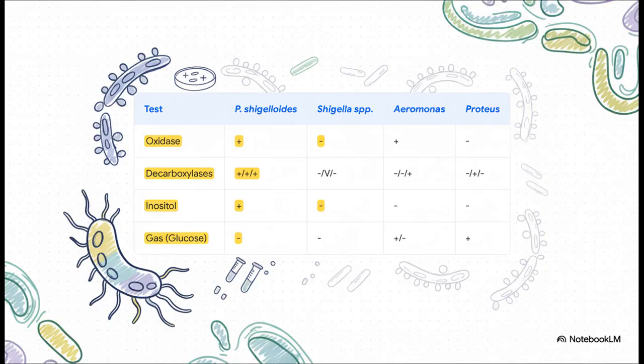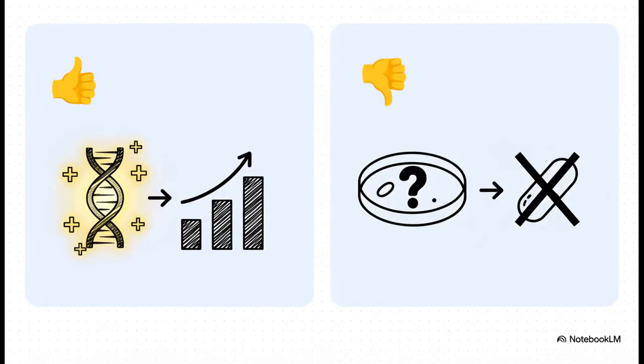Now, once you're on the right track, thanks to that oxidase test, check this out. The biochemical profile is beautiful. Look at that, a triple positive for lysine, ornithine, and arginine decarboxylases. Combine that with its ability to ferment inositol, and you've got a highly characteristic pattern that separates it cleanly from all the usual suspects.